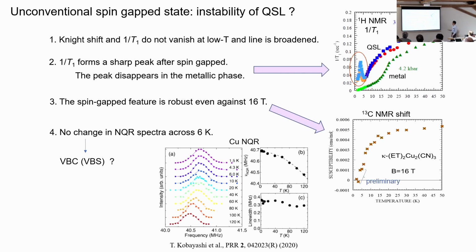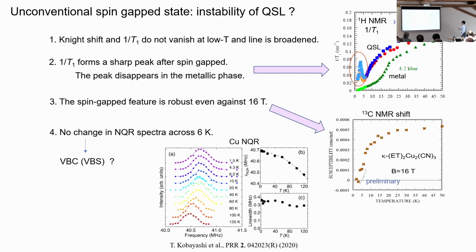And in NQR experiments, the NQR line position and width don't change so much. So as far as I know, there is no indication of symmetry breaking below 6 Kelvin. I don't know the origin of the spin gap state, but a valence bond or similar symmetry-breaking state is unlikely. That is my guess. Okay, and this is the pressure dependence of the proton relaxation rate.